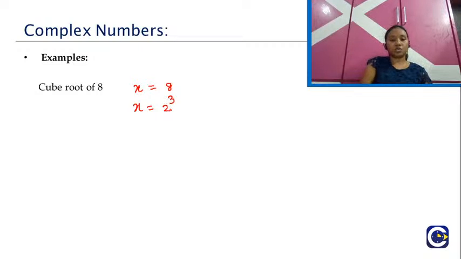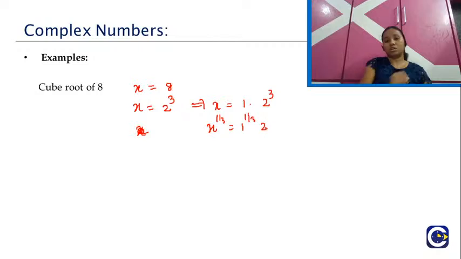Right. So 2 cube is nothing but 8. So now this 2 cube can be written as x is equal to 1 into 2 cube. Because here we are talking about cube root of 8, if I do the 1 by 3 power on both sides, then this will become x power 1 by 3, and here 1 by 3, and here 2. Which means I am getting 1 power 1 by 3 here.